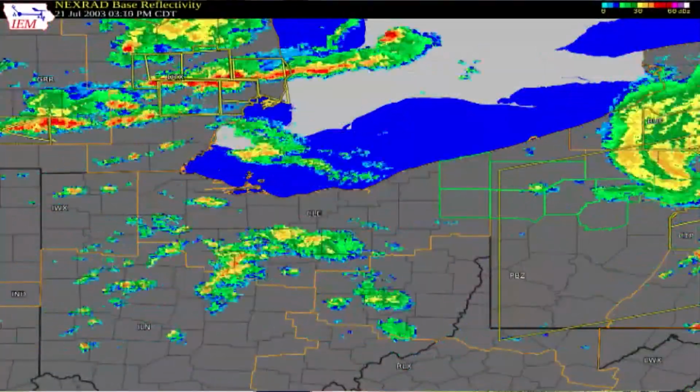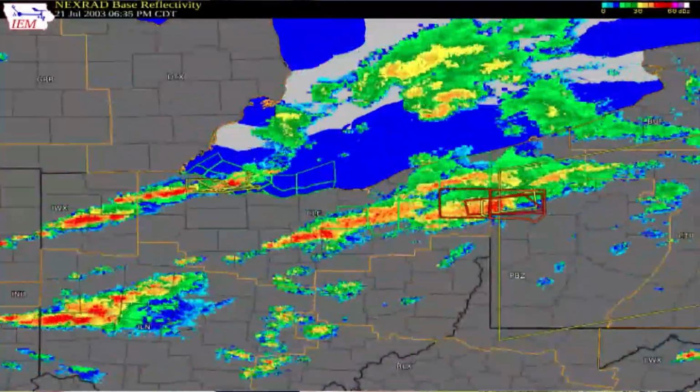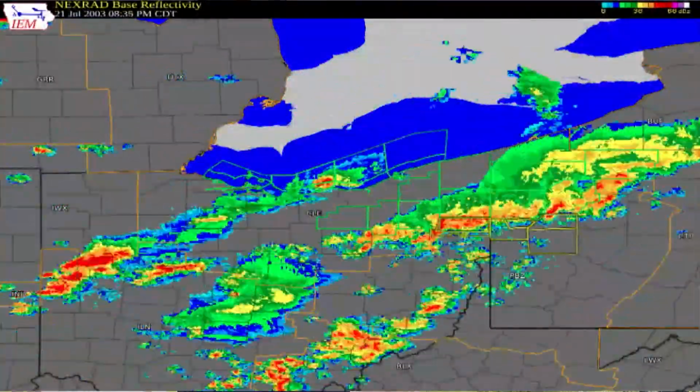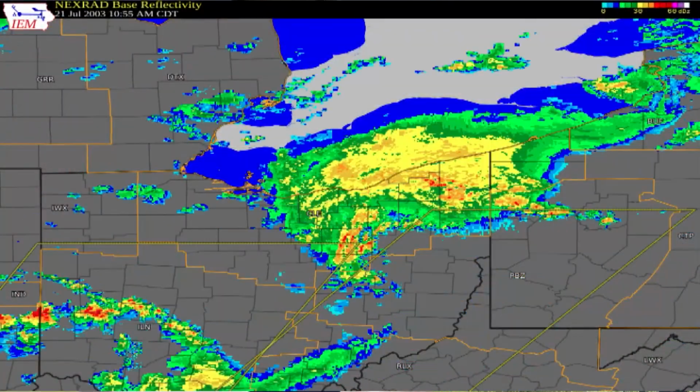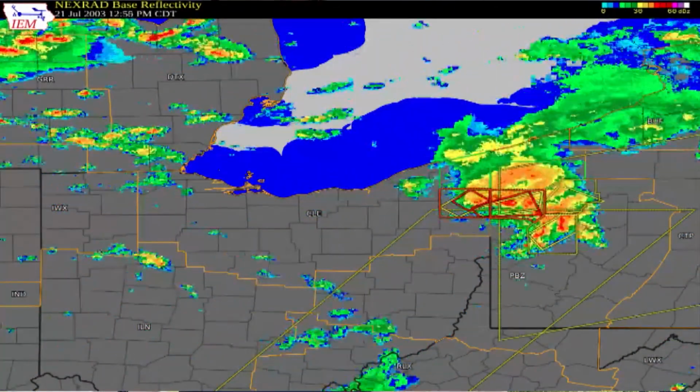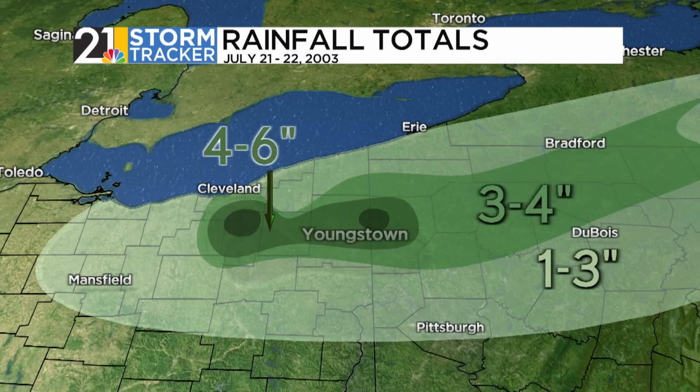Very heavy rain moved through the area around lunchtime, and it was followed by a short break in the action in the early afternoon. But what we call training rain, repeatedly tracking precipitation over the same area, set up in the evening as prevailing winds matched the direction of the incoming cold front. And what this meant was the rain totals rose really quickly.